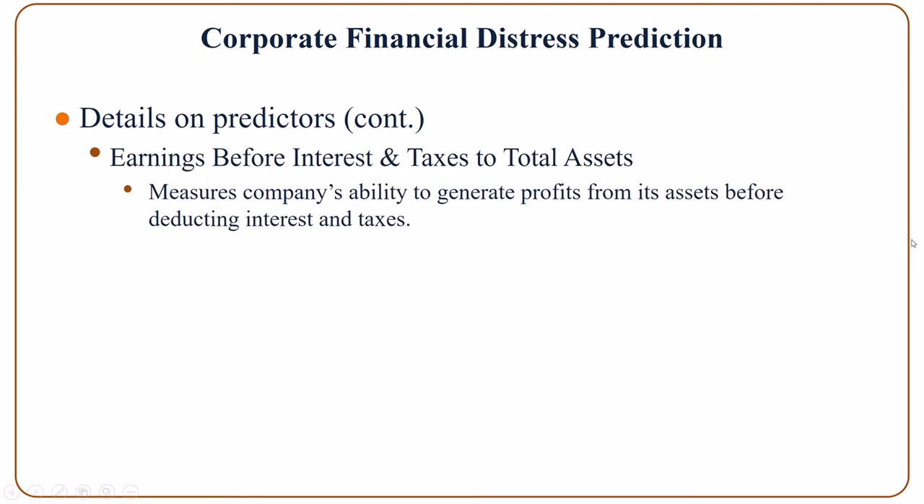The next predictor is earnings before interest and taxes to total assets. This predictor measures the company's ability to generate profits from its assets before deducting interest and taxes.